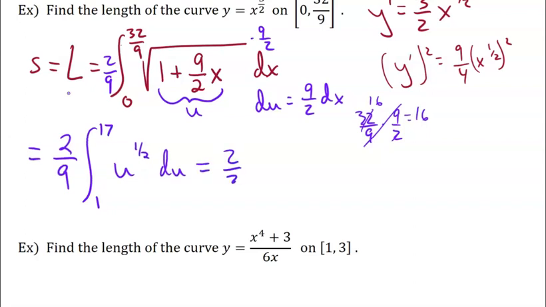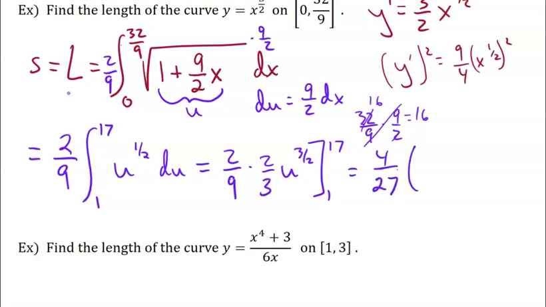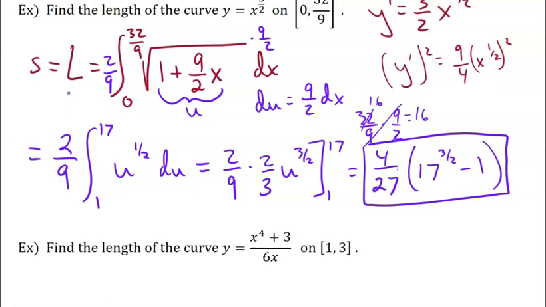So then this is 2/9 times my antiderivative, which would be 2/3 u to the 3/2 from 1 to 17, so we get 4/27 times 17 to the 3/2 minus 1. I don't really care what 17 to the 3/2 minus 1 is, so we're just going to stop right here. You also could plug this into a calculator if it's calculator active.